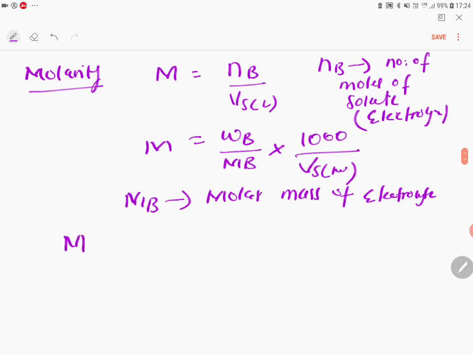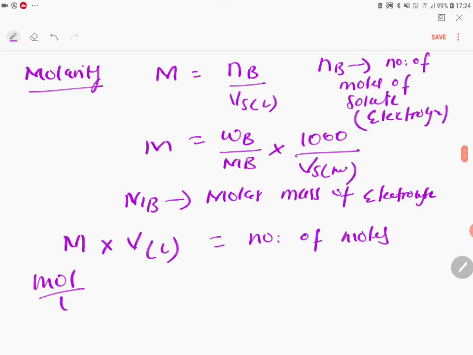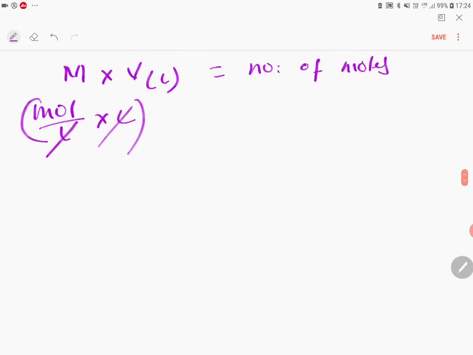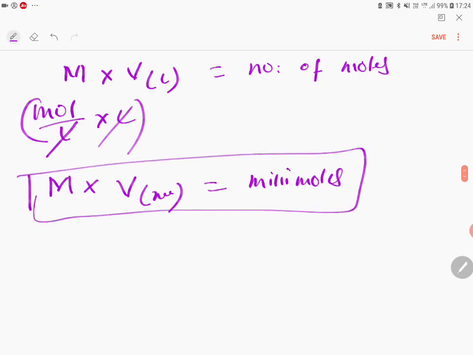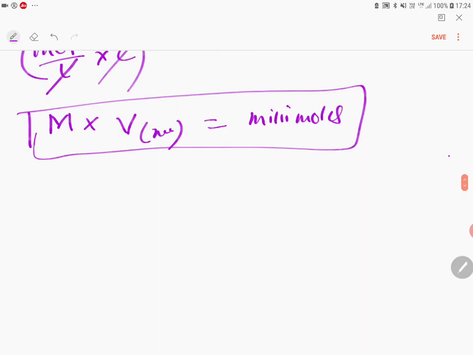So once again, molarity into volume will give number of moles. How will you get number of moles? See, the unit of molarity is moles per liter, into liter. Liter cancels, so you will get moles. Next, if the same formula contains volume in ml, you will get millimoles. So these are the very important formulas which you should understand when you discuss the molarity equation.